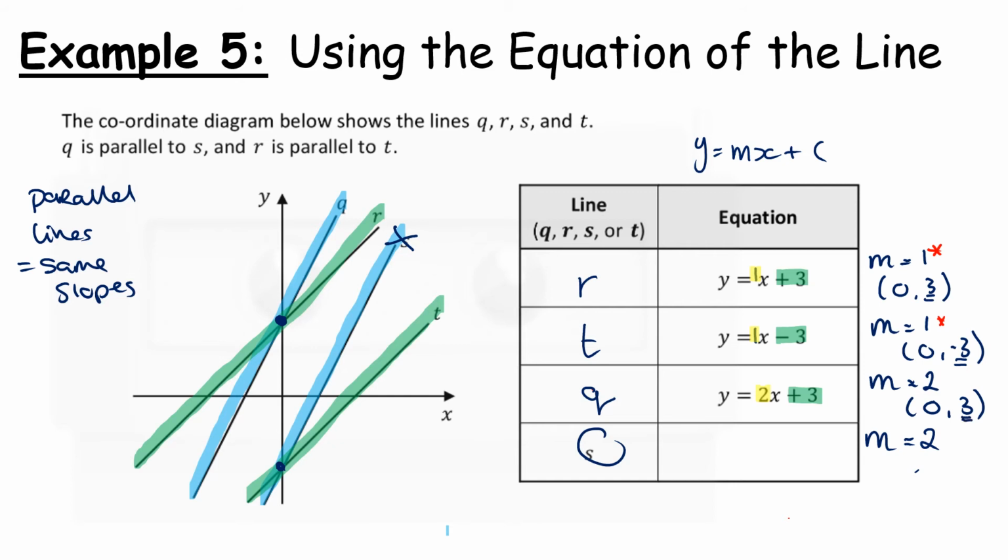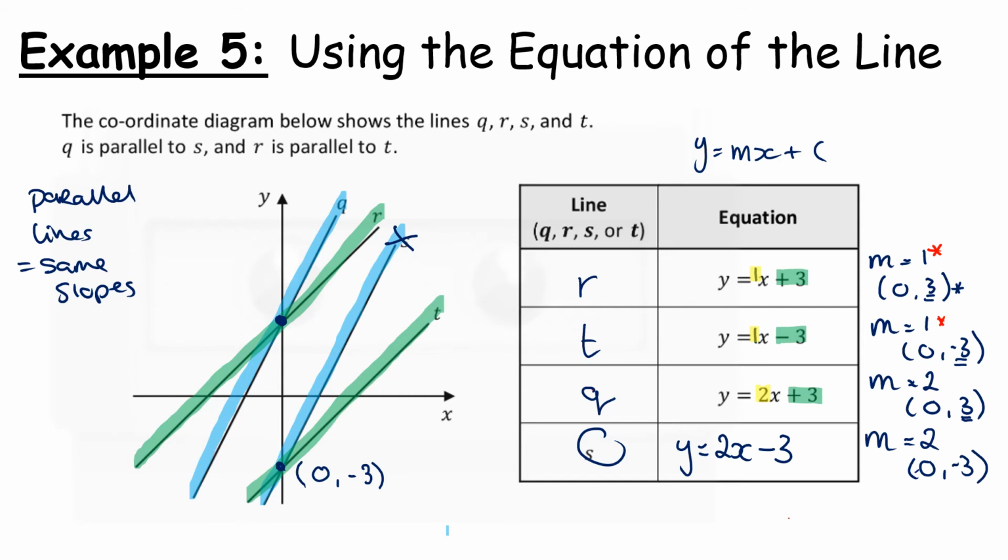Is 0, 3 the same as what we saw up here? And yes, it is. So therefore, this point down here where S crosses the y-axis must be the same as where T crosses it, so that must be 0, minus 3. So now I have the two pieces of information, and I can recreate, using y equals mx plus c, which is 2x plus c, which is minus 3, its equation.